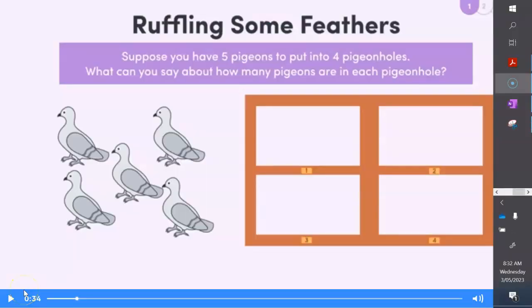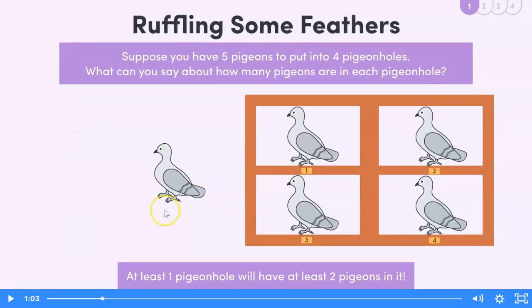The pigeonhole principle actually started by looking at pigeons. So here we've got 5 pigeons and we've got 4 pigeonholes. Say each of those pigeons went into a pigeonhole. We've got 4 holes, so they would be full, but there'd be 1 pigeon left over. That last remaining pigeon still needs to go into one of those holes, so it needs to go into any one of those 4 holes. So one of those holes is going to have 2 pigeons in it.